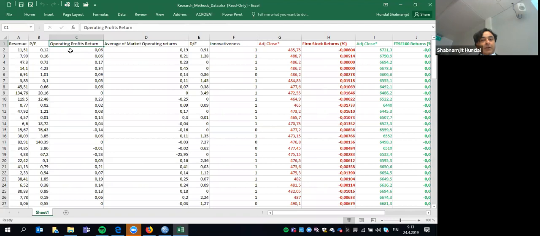All right. Average market operating returns, that's market returns. Debt to equity, how much is the company's debt and how much is the equity. Innovativeness, how innovative, how active is the company when it comes to spending on innovation. And you can see that some variables we are not able to quantify. In that case, we bring some qualitative variables into quantitative analysis.